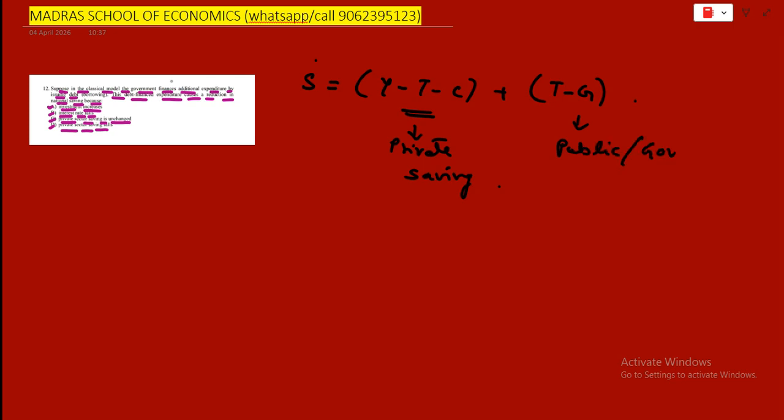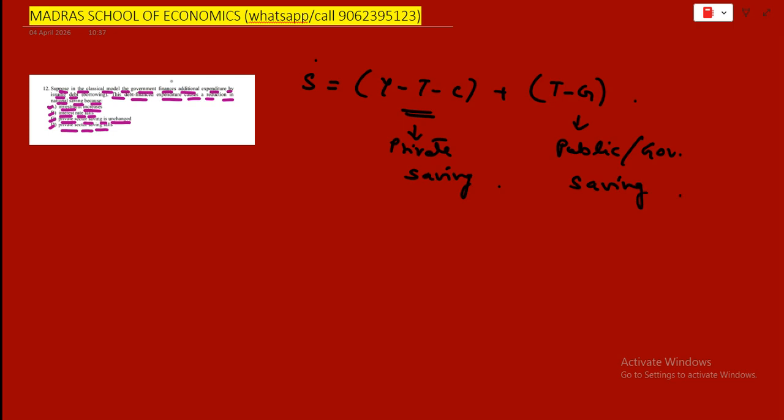Okay, so now to solve this you need to be a math ninja. Look at the identity for national saving. That is S is equal to (Y minus T minus C) plus (T minus G). Let's break it down. Y minus T minus C is the private saving. It's what you and I are left with after paying the taxes and buying the pizza. Now T minus G is the public or the government saving.